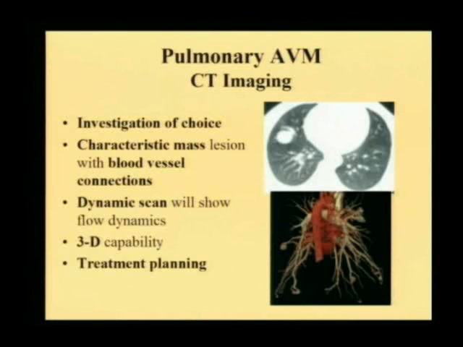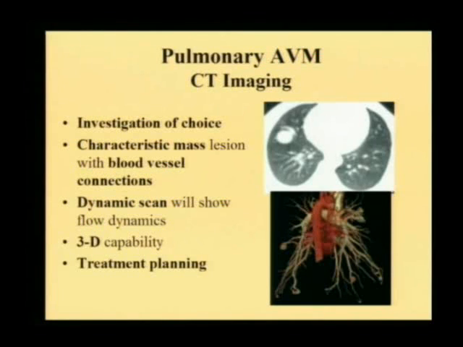Now, once the diagnosis of pulmonary arteriovenous malformation is established, you need to decide how you are going to treat it. To do that, you need to have an image of this malformation. At this time, the investigation of choice for this evaluation is CT angiography. With the advent of multi-slice CT, CT angiography has emerged as the standard of care for the evaluation of pulmonary arteriovenous malformations.